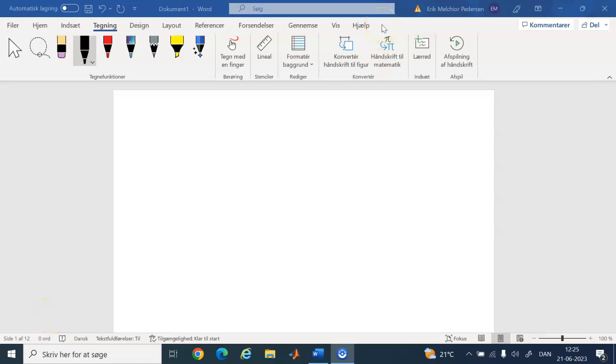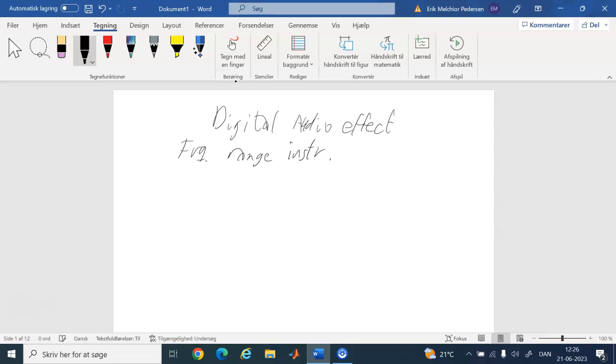I shall talk about digital audio effects. There's a frequency range of instruments, and some frequency range of instruments, and there are some audio spectrums.